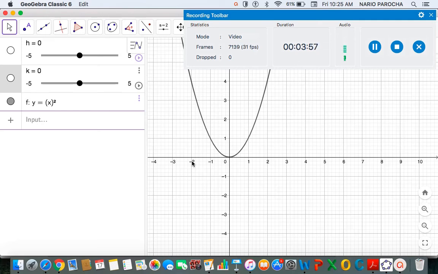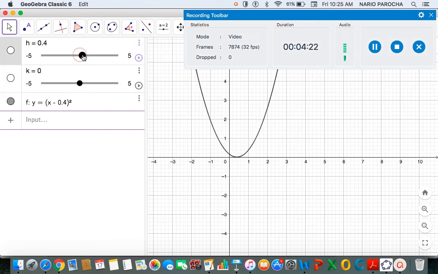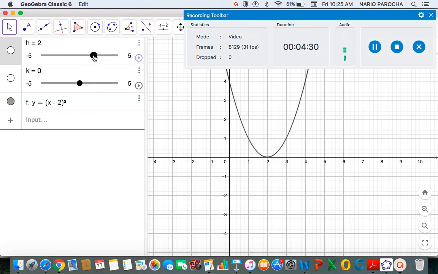Now, if you are confused, just remember this one. If you add h units, the parabola will be shifted to the left. And if you subtract h units, the parabola will be shifted to the right. So moving this slider is going to subtract h units from the variable, and that will shift the parabola to the right.